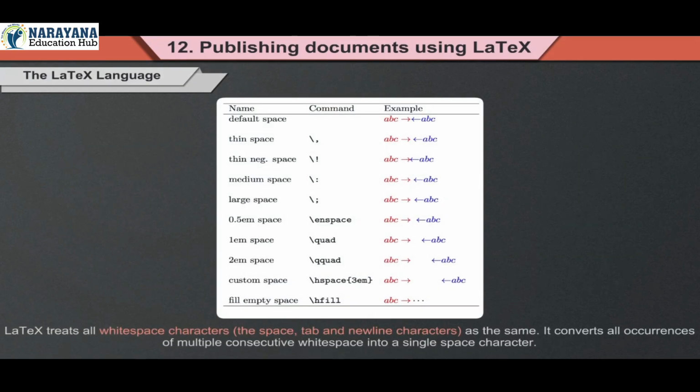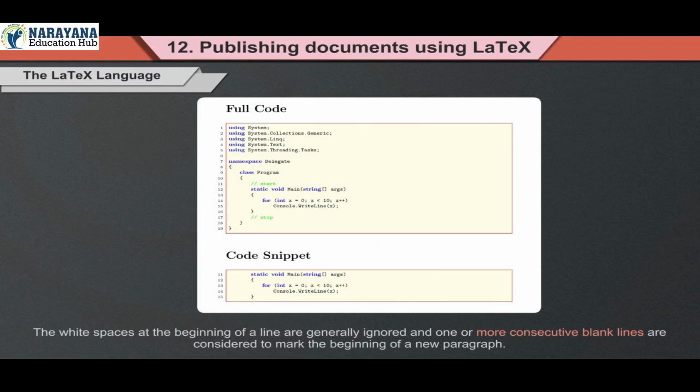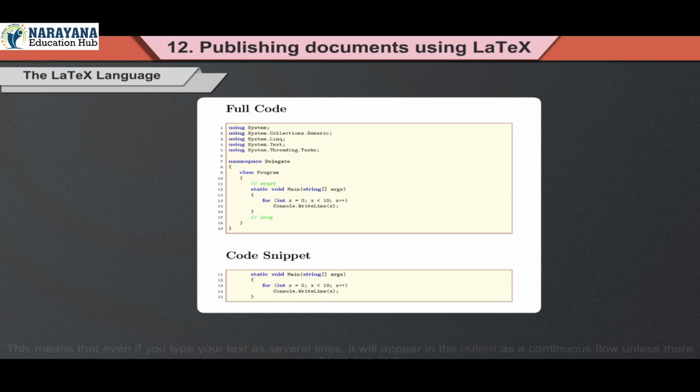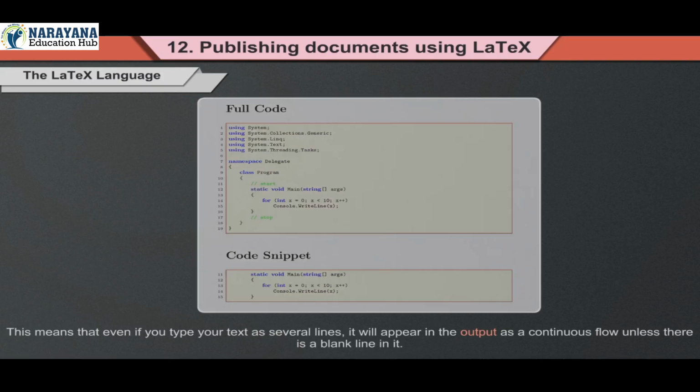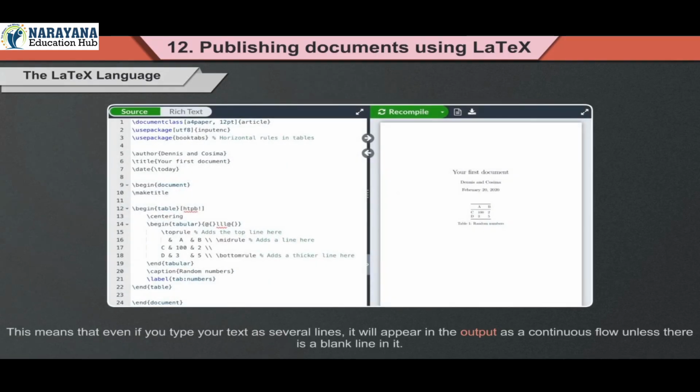LaTeX treats all whitespace characters, that is the space, tab and new line characters, as the same. It converts all occurrences of multiple consecutive whitespace into a single space character. The whitespaces at the beginning of a line are generally ignored and one or more consecutive blank lines are considered to mark the beginning of a new paragraph. This means that even if you type your text as several lines, it will appear in the output as a continuous flow unless there is a blank line in it.